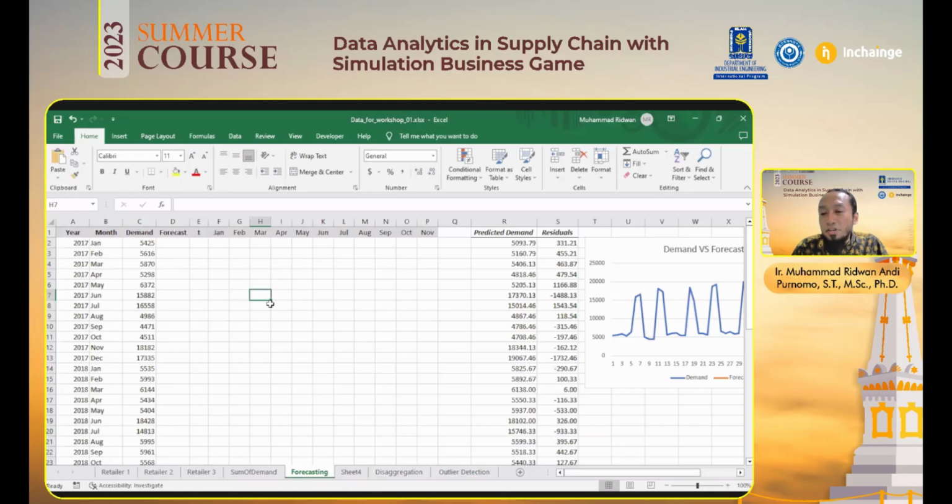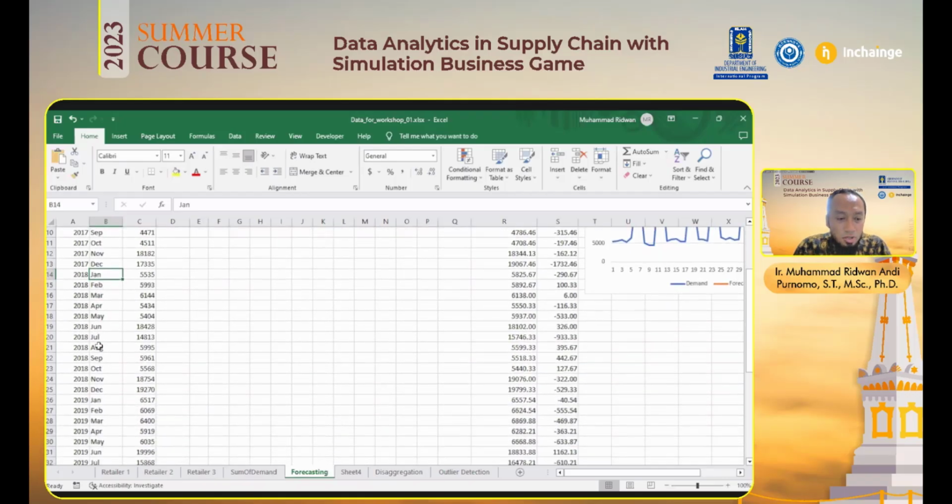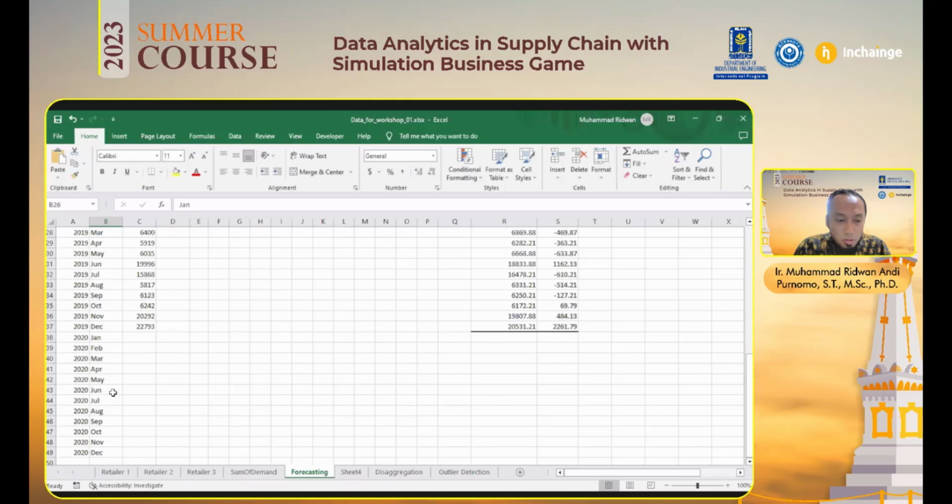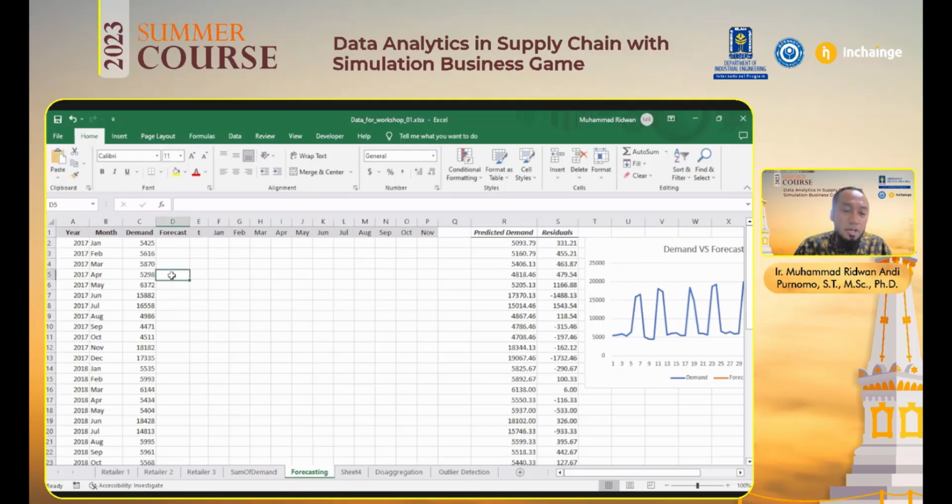Now we need to prepare our table like this. This is the year and also the month, from January until December for 2018, and also from January until December for 2019. After that, let's say we want to predict the demand in 2020. As we know, we have a pandemic in 2020, but let's say now we neglect the pandemic factor first. We try to predict the demand of bakpia in 2020, every month.